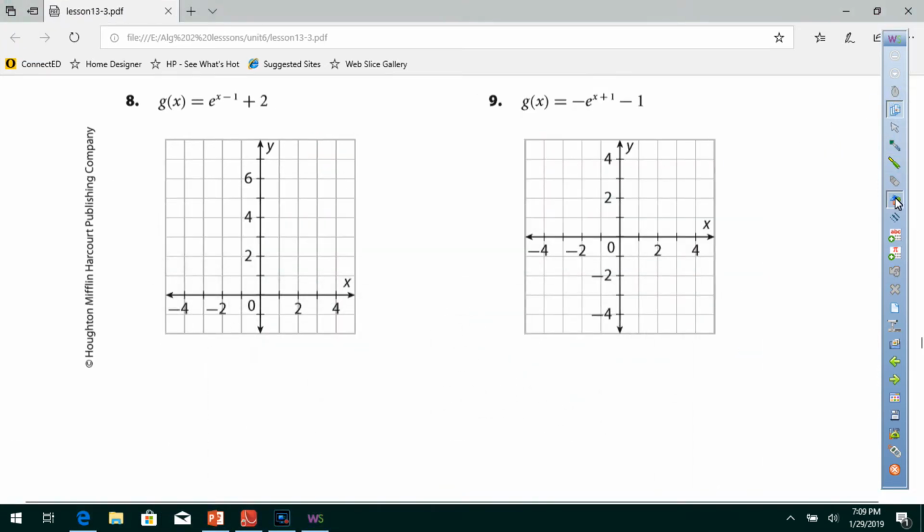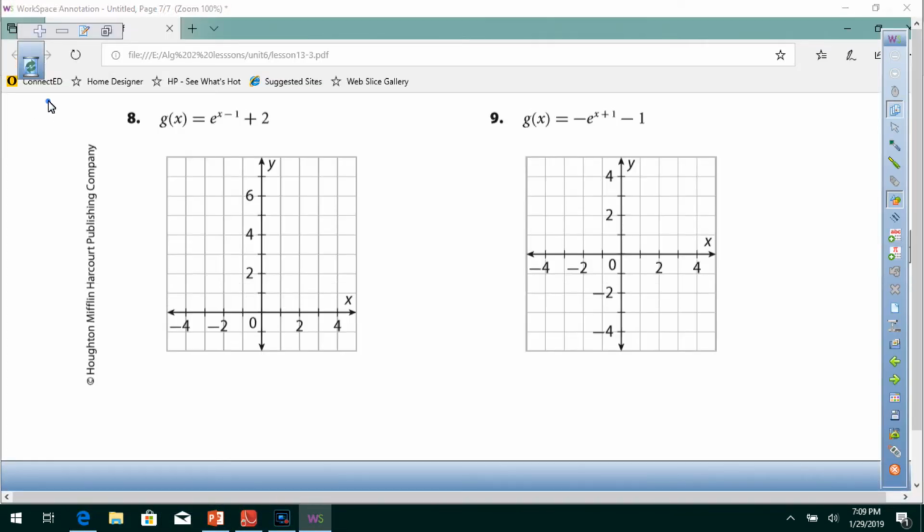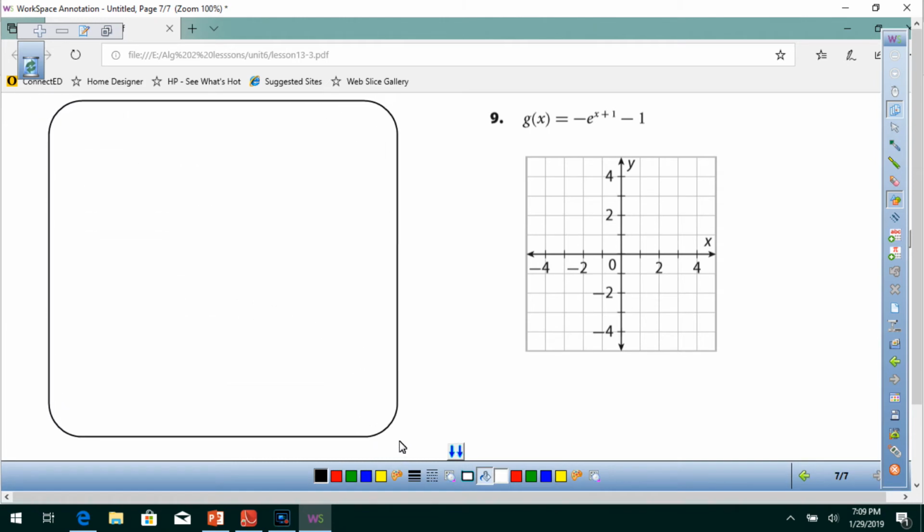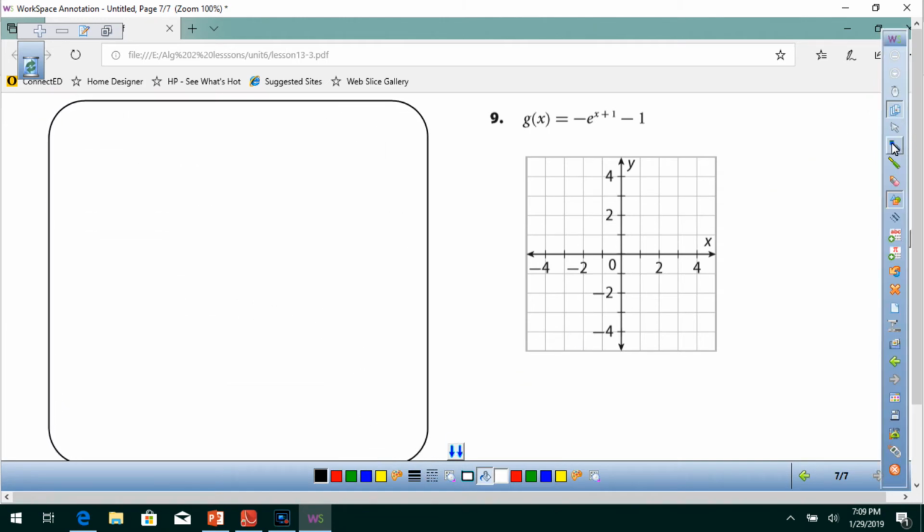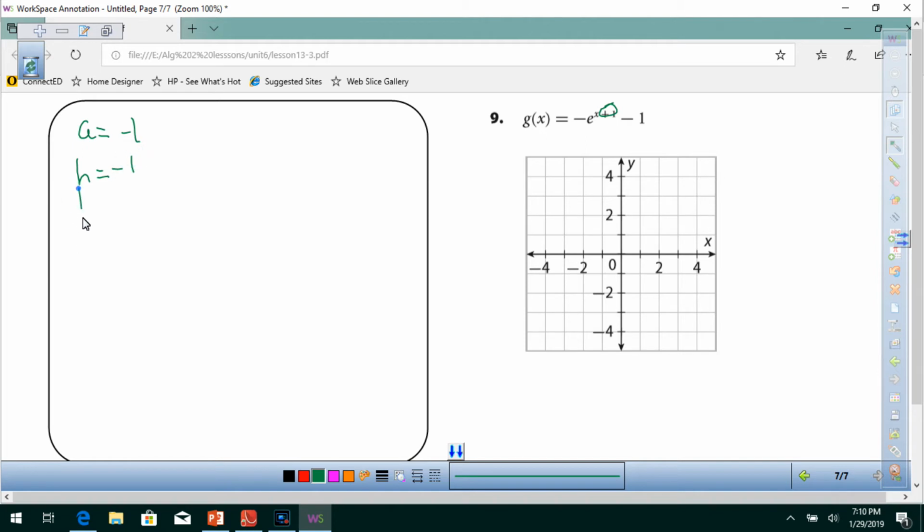Now, what about number 9 here? Let's try number 9. I got to get me some writing room here. What do we got? So A equals, it looks like, -1. H equals, and we've got +1 here, so that's going to be -1. And we've got K, well, that's boring. -1, -1, -1. Wonder what's going to happen here.